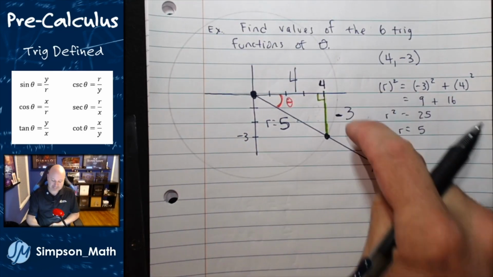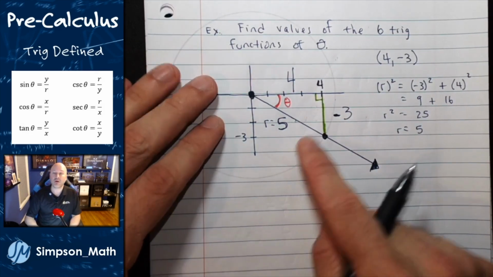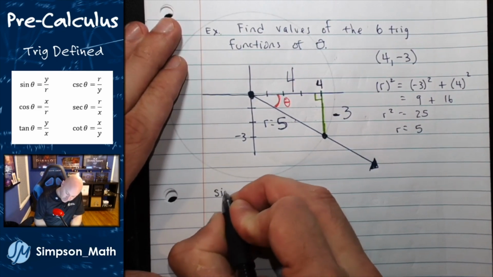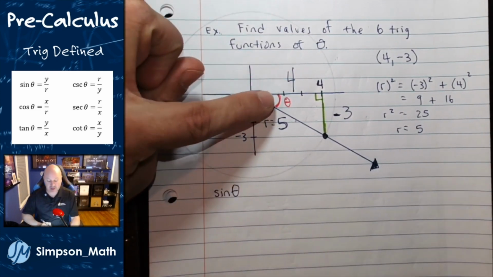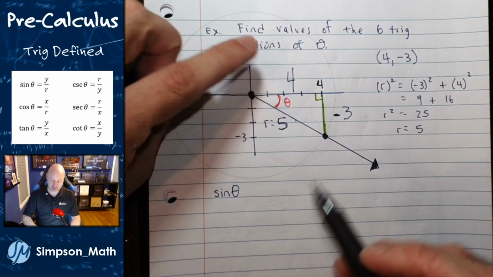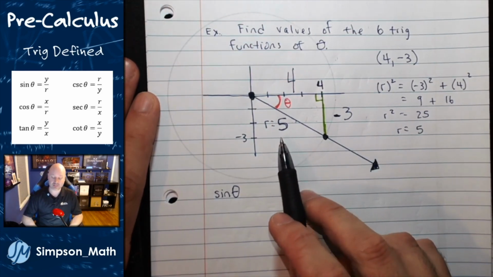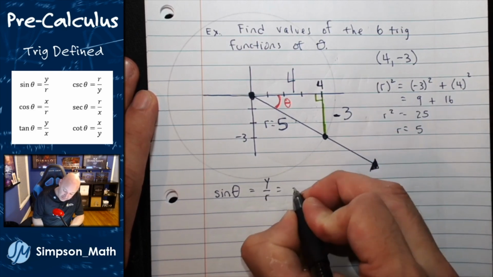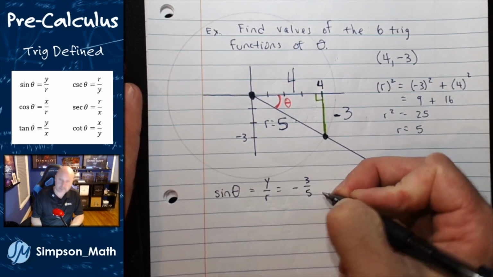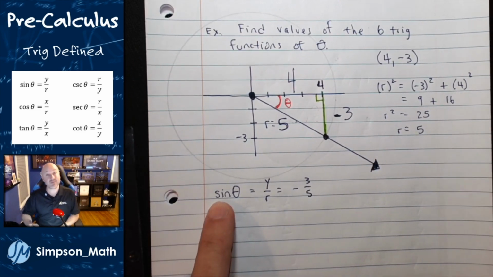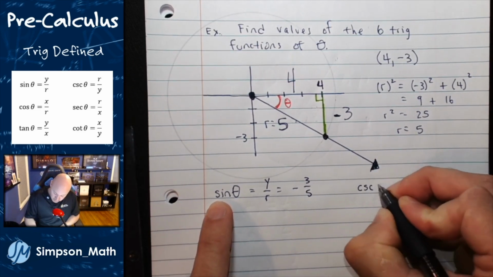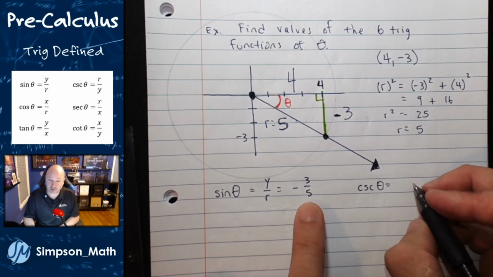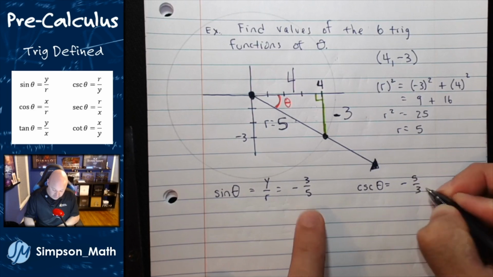With those three side lengths, I'm able to tell you the 6 trig functions of theta. Sine of this red angle is defined as the y value over the radius. Y over r. In this game, that's negative 3/5. Sine has a reciprocal function, cosecant. It's defined as r over y. It's just going to be the reciprocal of this, negative 5/3.